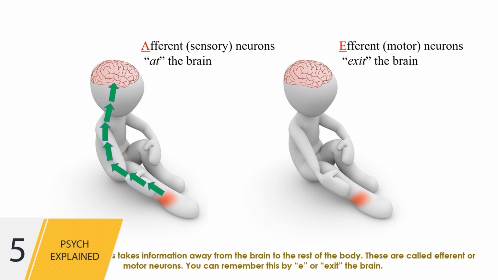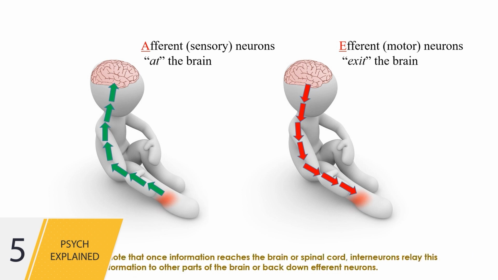Another set of nerves takes information away from the brain to the rest of the body. These are called efferent or motor neurons. You can remember this by E for exit the brain. It is important to note that once information reaches the brain or spinal cord, interneurons relay this information to other parts of the brain, or back down efferent neurons.